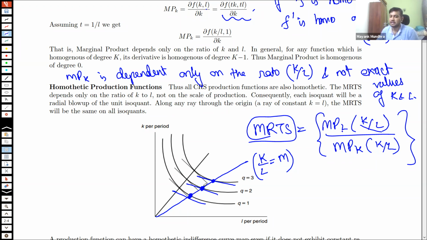So what I'm basically saying is that if I draw a line through the origin, the tangents at different ICs are going to be parallel to each other. This is all that I want to establish about homothetic functions for now. If you draw a line through the origin for a homothetic function, then at different ICs, wherever it intersects, the tangents to these ICs are going to be parallel to each other. So all these tangents will have a common slope. Is that much clear to all of you?